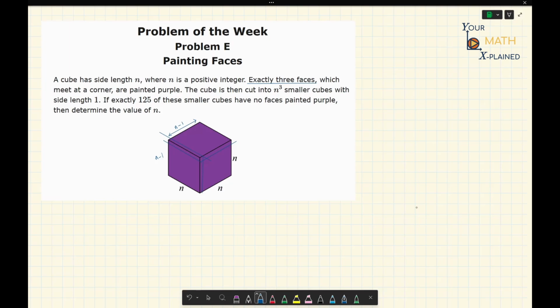So realistically, if we've shaved off 3 of those faces, we have a cube that is of dimensions n-1 times n-1 times n-1. And this is going to represent all the cubes with no purple faces on them, so that would be equal to 125. Now, n-1 times n-1 times n-1, we could certainly expand that, but that's also the same as n-1 cubed. So we can cube root both sides, and we'll get n-1 equals 5. And then solving for n, we've got n equals 6.